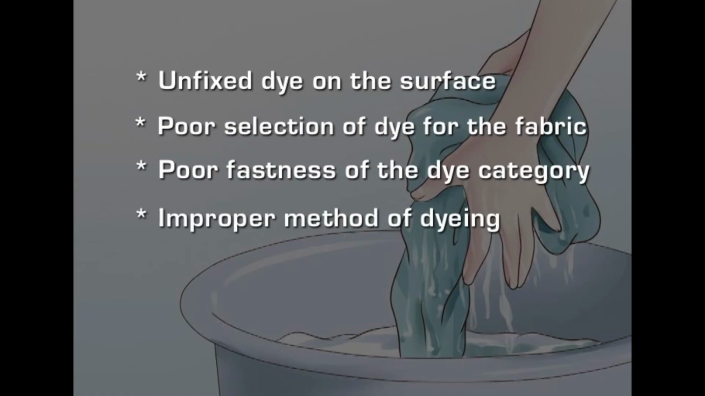And the next one is improper method of dyeing. There are different methods of dyeing procedures that are followed in the textile industry while applying color to the textile products. So we have to select the right procedure for dyeing. So if you follow all these things, we can avoid bleeding.